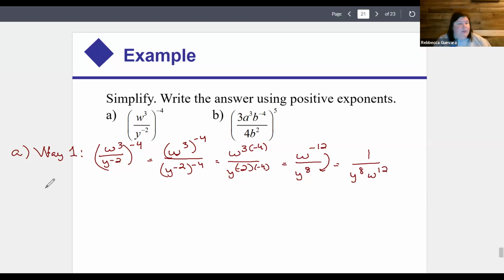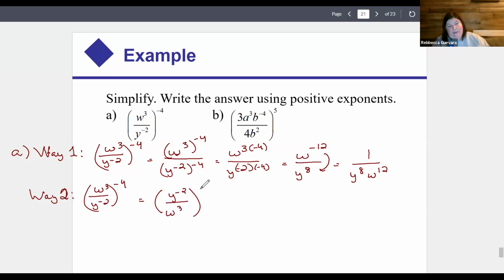If you want, the other way you could have done this: I don't want that negative exponent of negative 4, so I just do a reciprocal of what's on the inside. I put the y to the negative 2 on top and the w to the 3 on the bottom, to the power of positive 4. So now I'm going to get y to the negative 2 to the power of 4, and w to the power of 3 to the power of 4. Starting to get a little tired here.